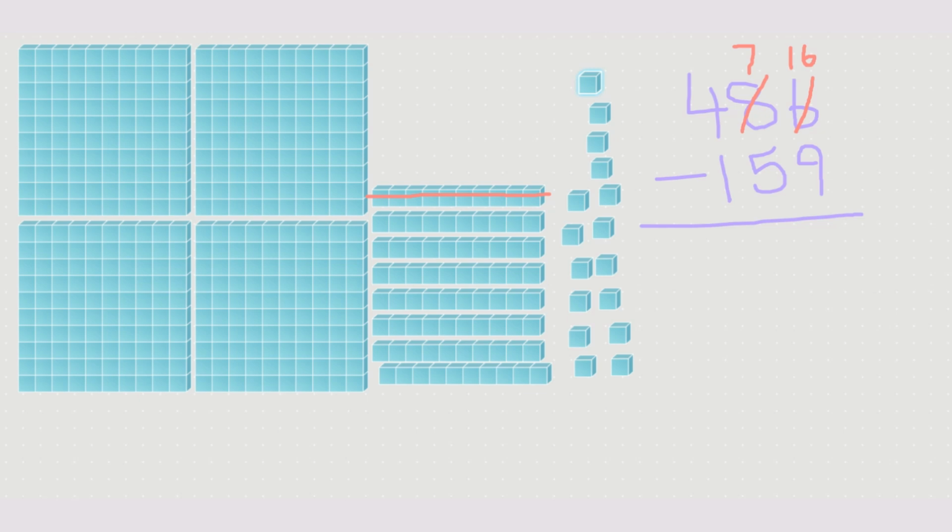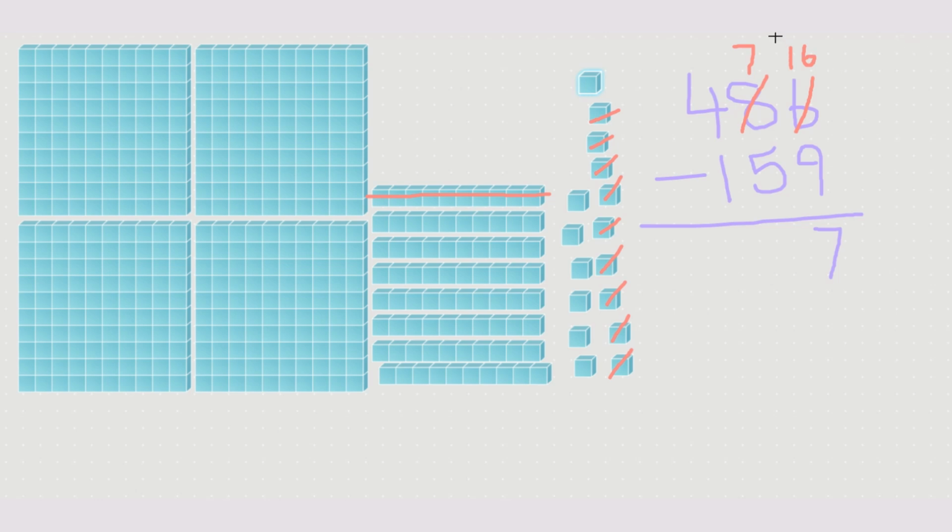Now I can think about the subtraction again. I was trying to take away 9. Do I have 9 I can take away now? I sure do. So let's do that. 1, 2, 3, 4, 5, 6, 7, 8, 9. That leaves me with 7 ones cubes left. So I need to write that into my equation in the ones column. 7.